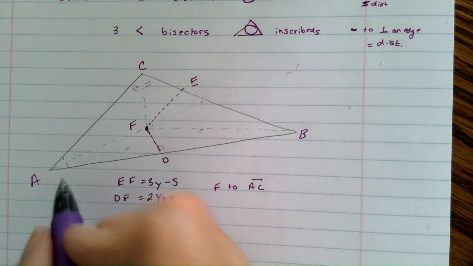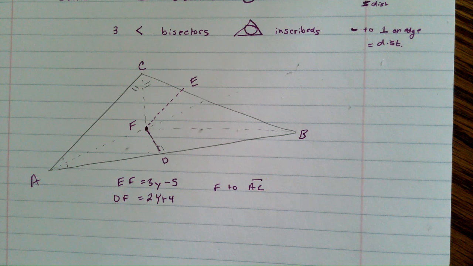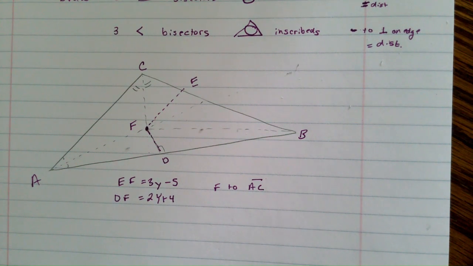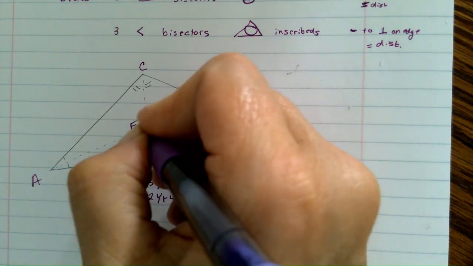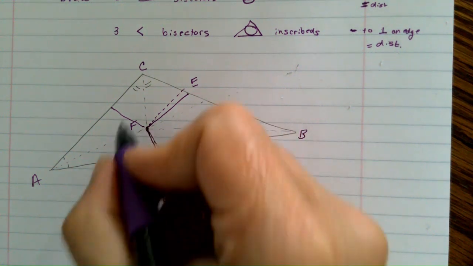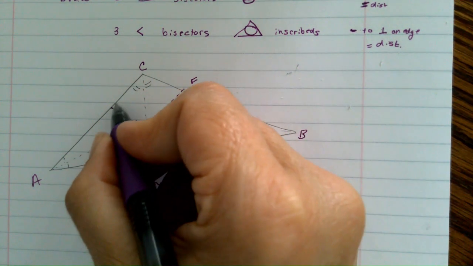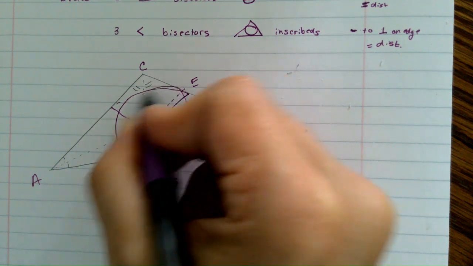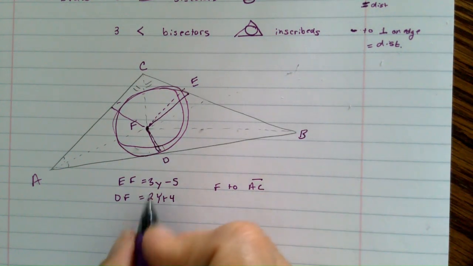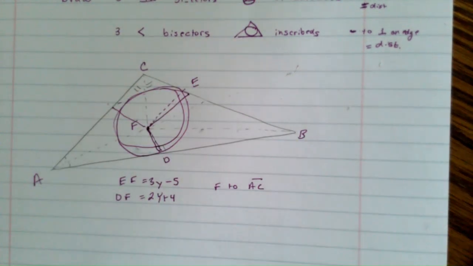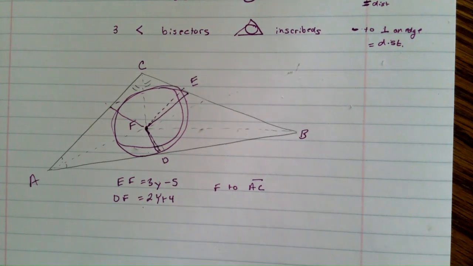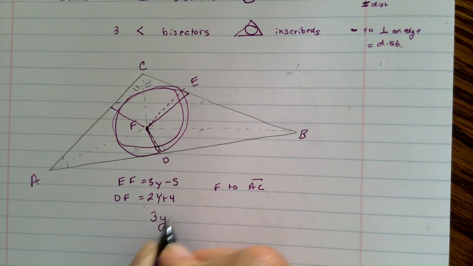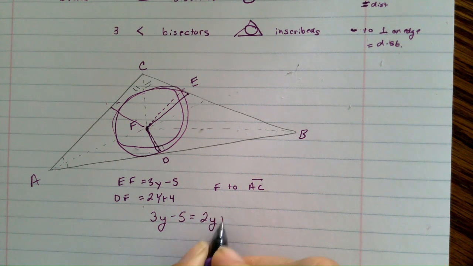Okay, because I marked that these were angle bisectors, my drawing is definitely not to scale, because what should happen is that this short distance and this short distance and this short distance should all be the same, because angle bisectors result in an inscribed circle. So if we could solve for y, we could find out F to AC, because it should just be a radius of a circle. So these should also be radii of the same circle. So 3y minus 5 should equal 2y plus 4. So y should equal 9.